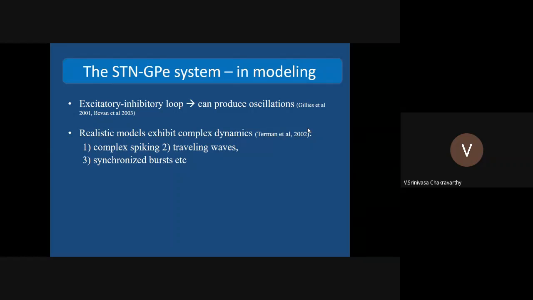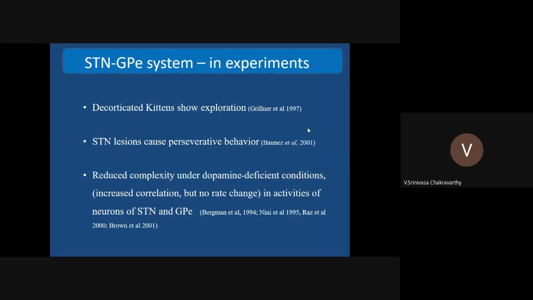And it is known from very long time in modeling literature that if you have an excitatory cluster of neurons connected to an inhibitory cluster of neurons with back and forth connections, such a system can produce oscillatory activity. This has been known for a long time, and a lot of people have done models of this kind. In addition, in this second paper, you see Terman et al. 2002, they proposed a model of STN and GP coupled together, and that model has shown that in such conditions, the network can show complex spiking activity and traveling waves and synchronized bursts and things like that. So it can show very rich dynamics because it's connected as a loop. So that's some results coming from modeling literature.